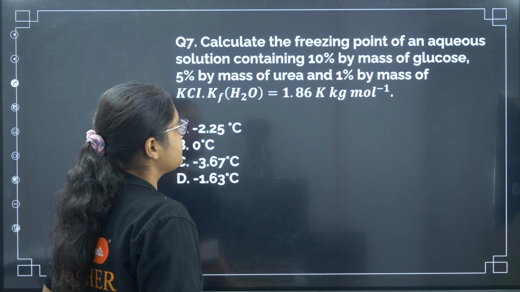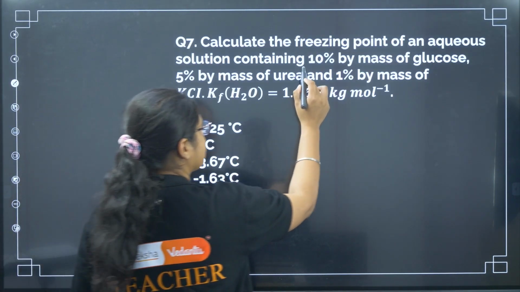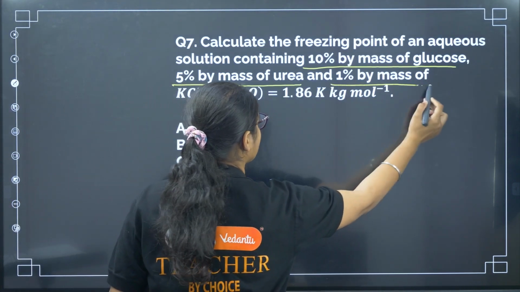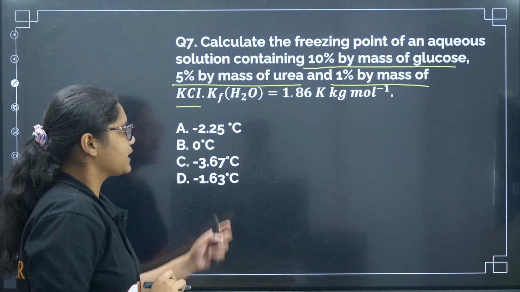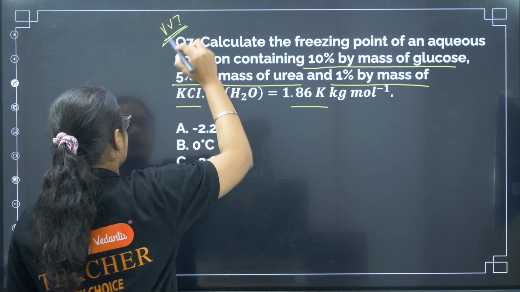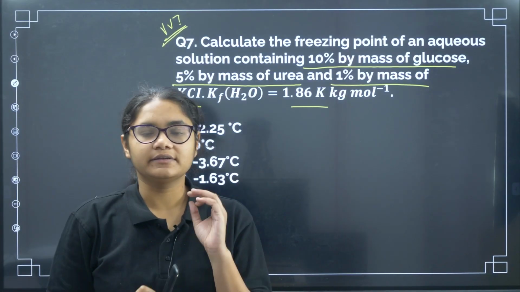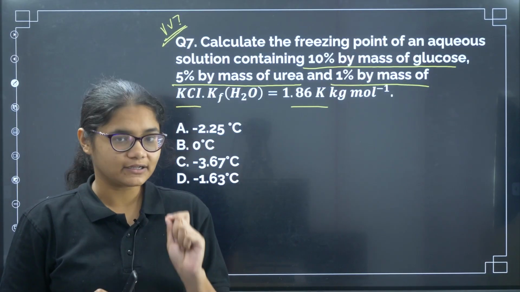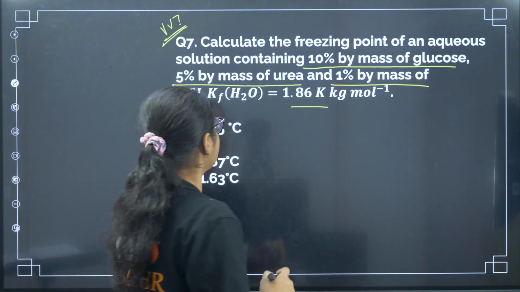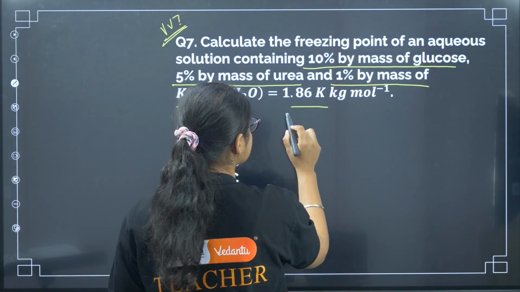Next, calculate the freezing point of an aqueous solution containing 10% by mass of glucose, 5% by mass of urea and 1% by mass of KCl. Kf value is given to you. Very, very important question. In this question, 3 types of solutes are added, right? So let us first calculate the number of moles of each type of solute. First one is glucose, right?